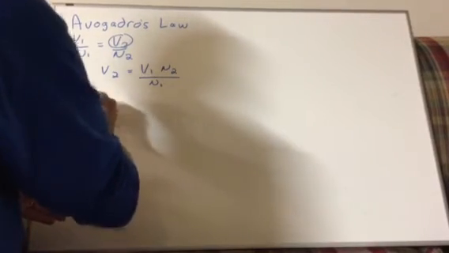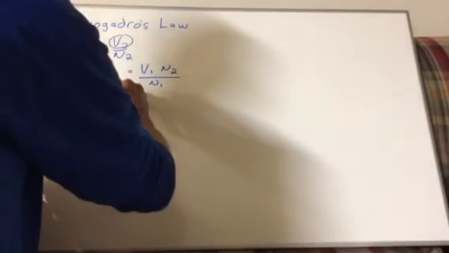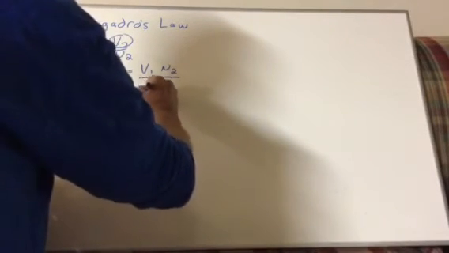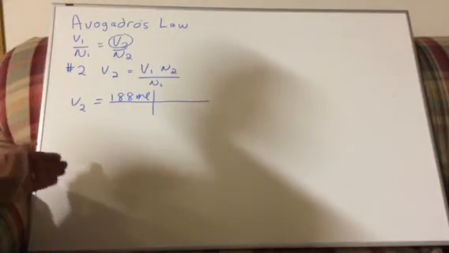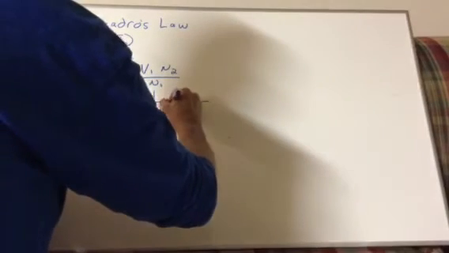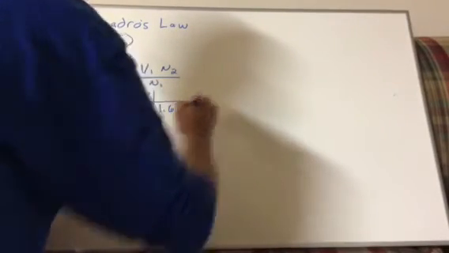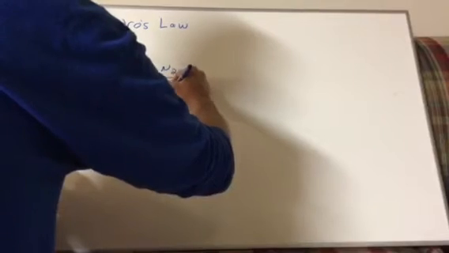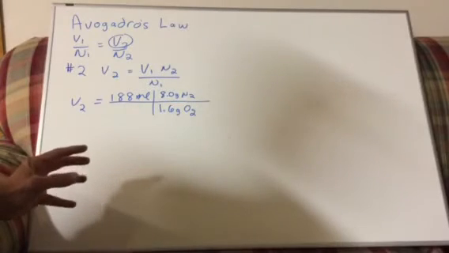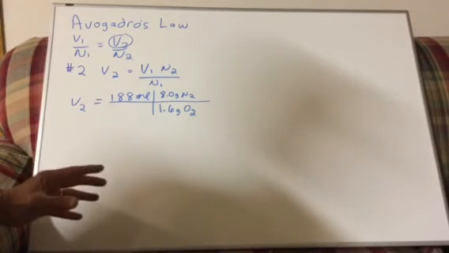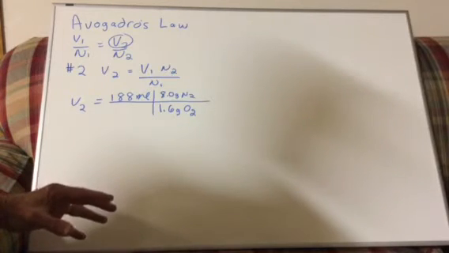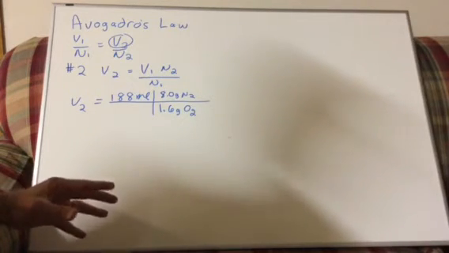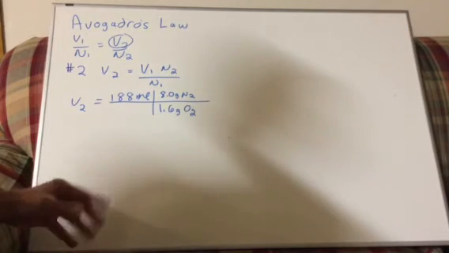So V2 equals, now V1 was given to us at 188 milliliters. N1 was given to us as the grams of oxygen, 1.6 grams. And then N2 is given to us as 8 grams of nitrogen. You say, wait a minute, how in the world can I relate 2 different gases together? Remember, Avogadro's law states that a mole of any gas is always going to occupy the same volume as a mole of any other gas if pressure and temperature are the same. And since that's all we're dealing with here, we'll say pressure and temperature is the same.